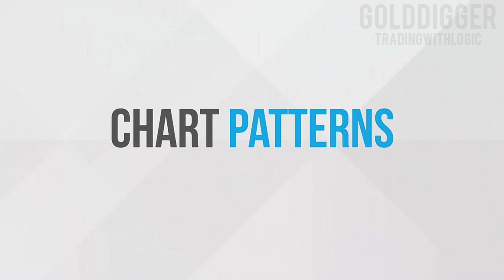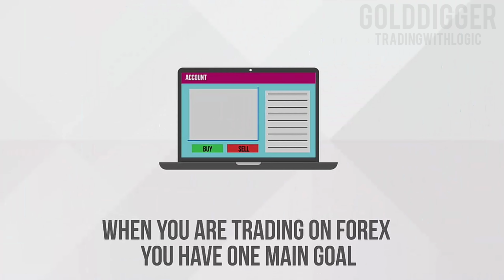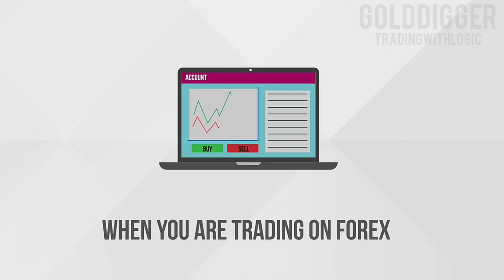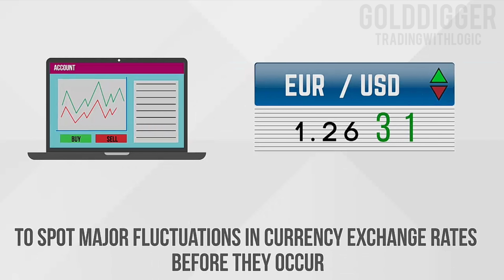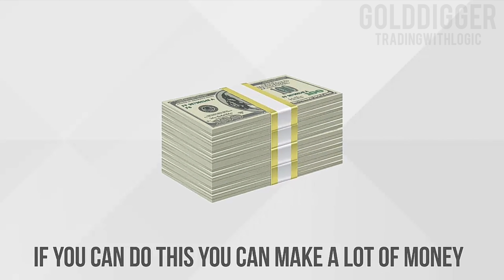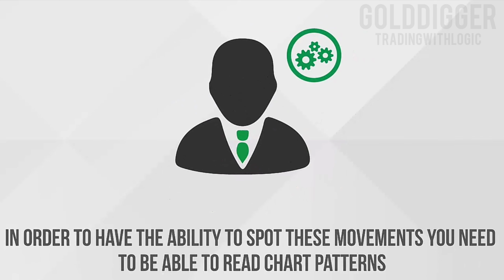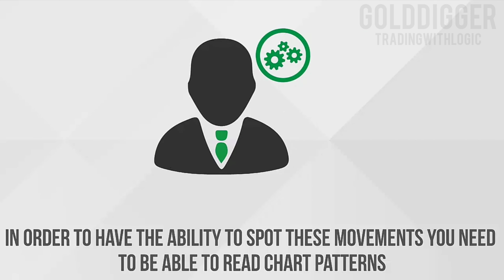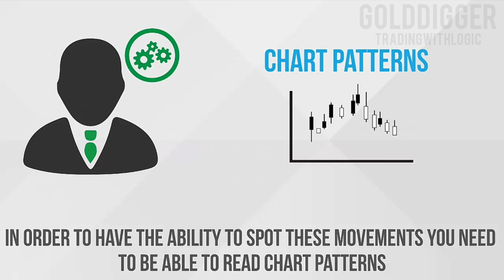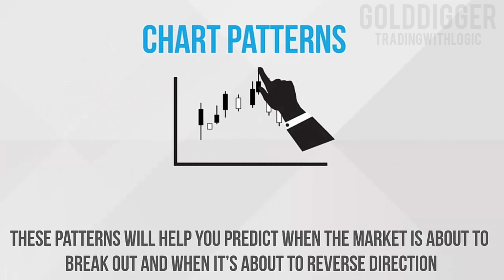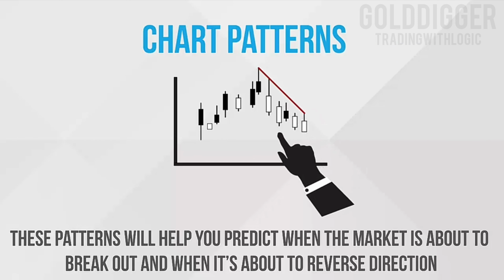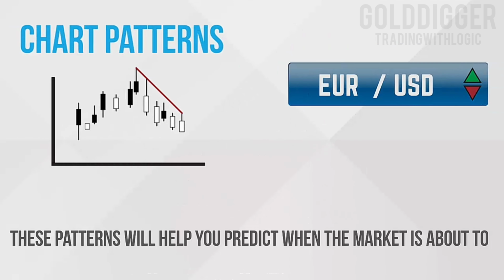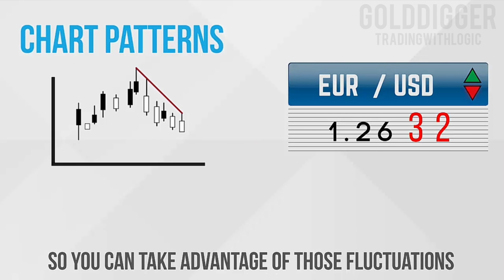Chart patterns. When you are trading on forex, you have one main goal: to spot major fluctuations in currency exchange rates before they occur. If you can do this, you can make a lot of money. In order to have the ability to spot these movements, you need to be able to read chart patterns. These patterns will help you predict when the market is about to break out and when it's about to reverse direction, so you can take advantage of those fluctuations.